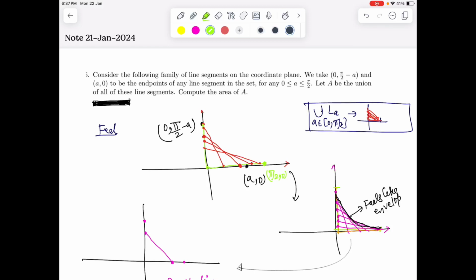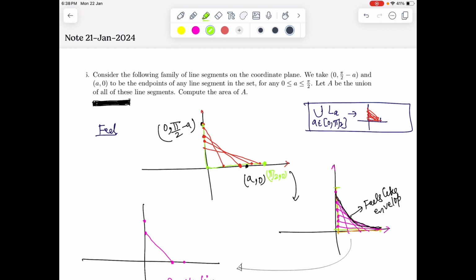Consider the following family of line segments on the coordinate plane. We take the points (0, π/2 − a) and (a, 0) to be the endpoints of any line segment in the set, for any a belonging to [0, π/2]. Let A be the union of all such line segments.